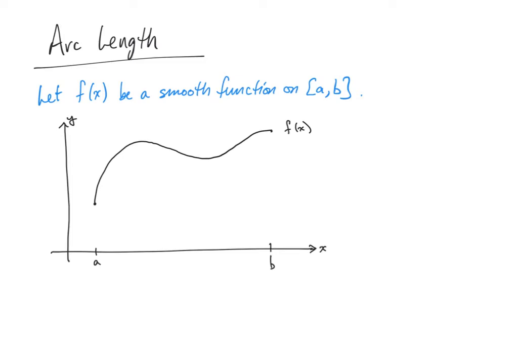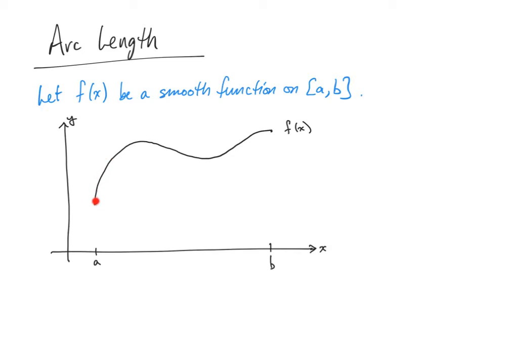So I'd like to talk a little bit about arc length. So say I have a function, a smooth function, f of x, on the interval a to b. Smooth just means that it's differentiable, it's continuous, and its derivatives are also continuous. And I'd like to determine the length of the curve, the length of the graph of f of x from a to b.